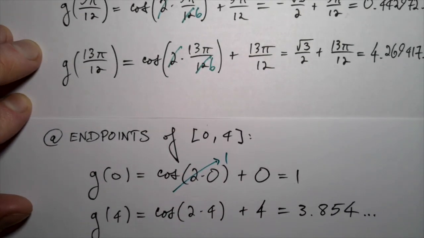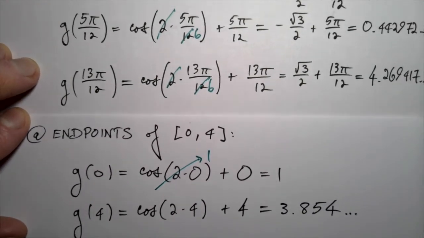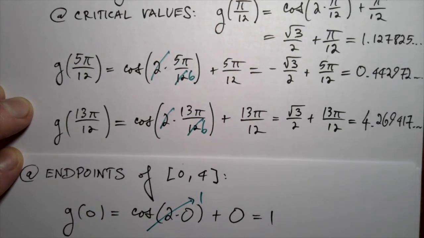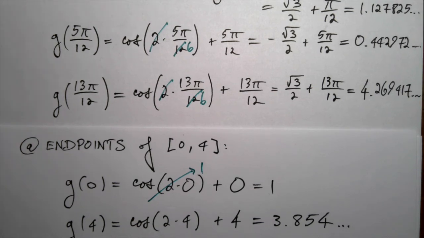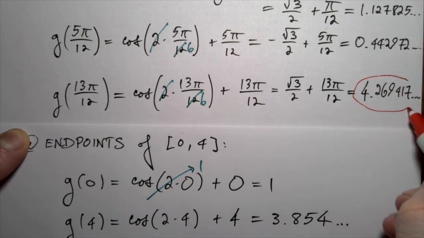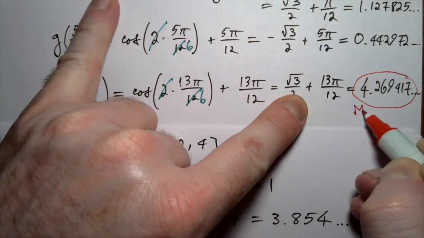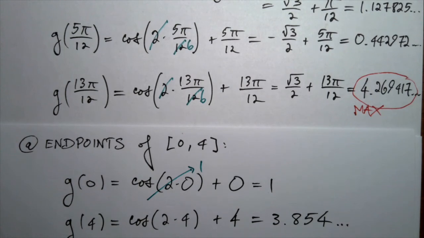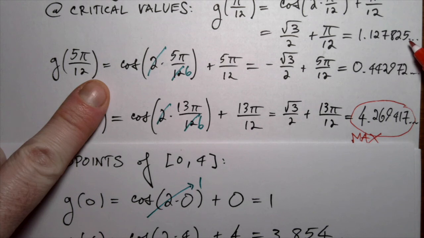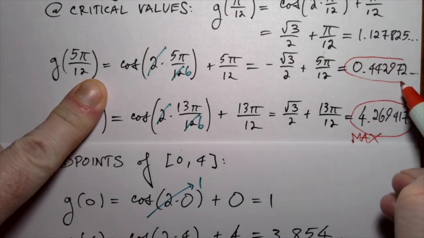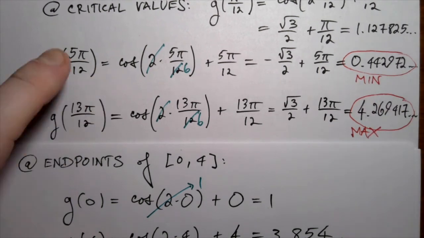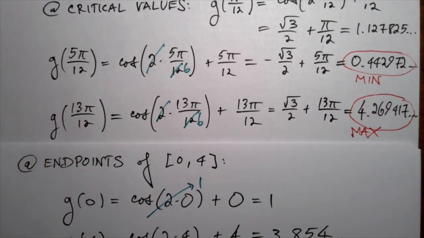Here's our list of outputs. All right, there's the 3 outputs at the critical values. There they are. Then there's the output 1 and the output 3.854. Which is biggest, which is smallest? Let's see, it looks like this is the largest. It's bigger than 4. Nothing else is bigger than 4. That's going to be the maximum value. What's the smallest of these numbers? Up here this is 1 point something. And this is less than 1. That's just 0 point something. That's going to be the minimum. So those are our maximum and minimum values of this function.